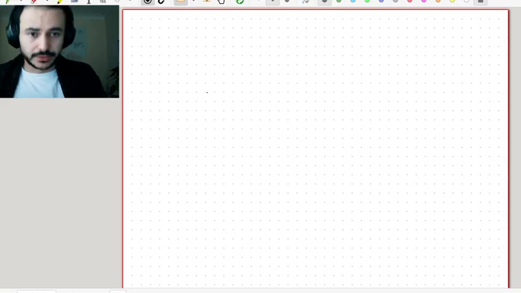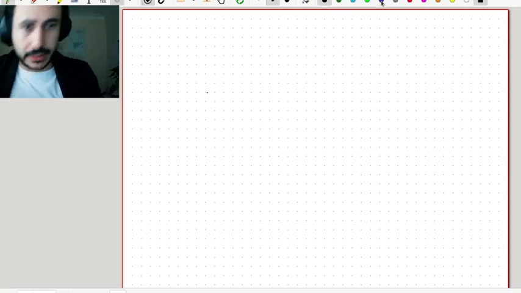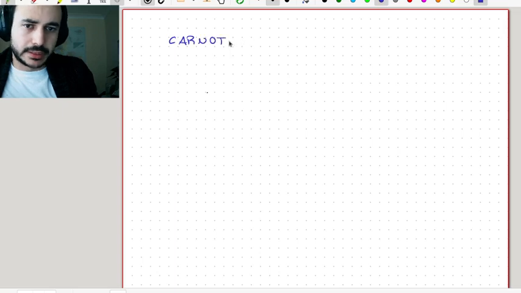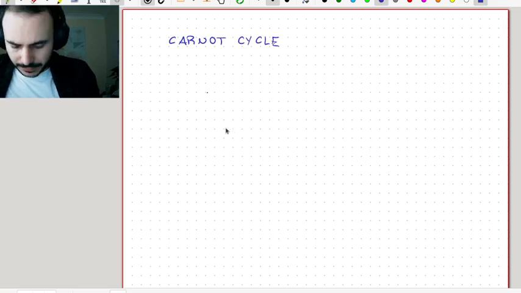Okay, so now let's see the Carnot cycle as an example of a reversible cycle, so that you see what I mean. That's the Carnot cycle, the paradigmatic textbook cycle. We're going to go slowly over it, describing each step along the process.